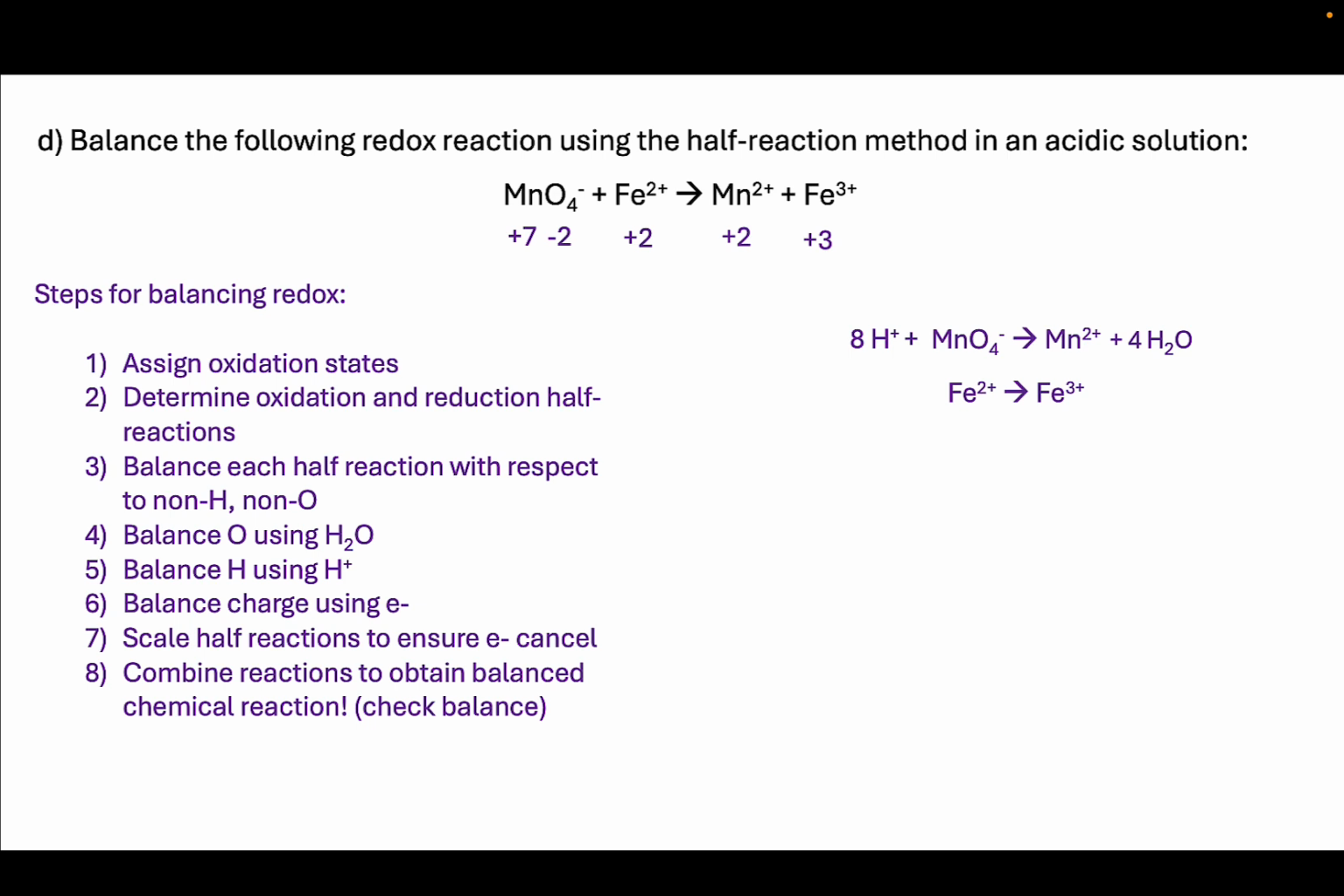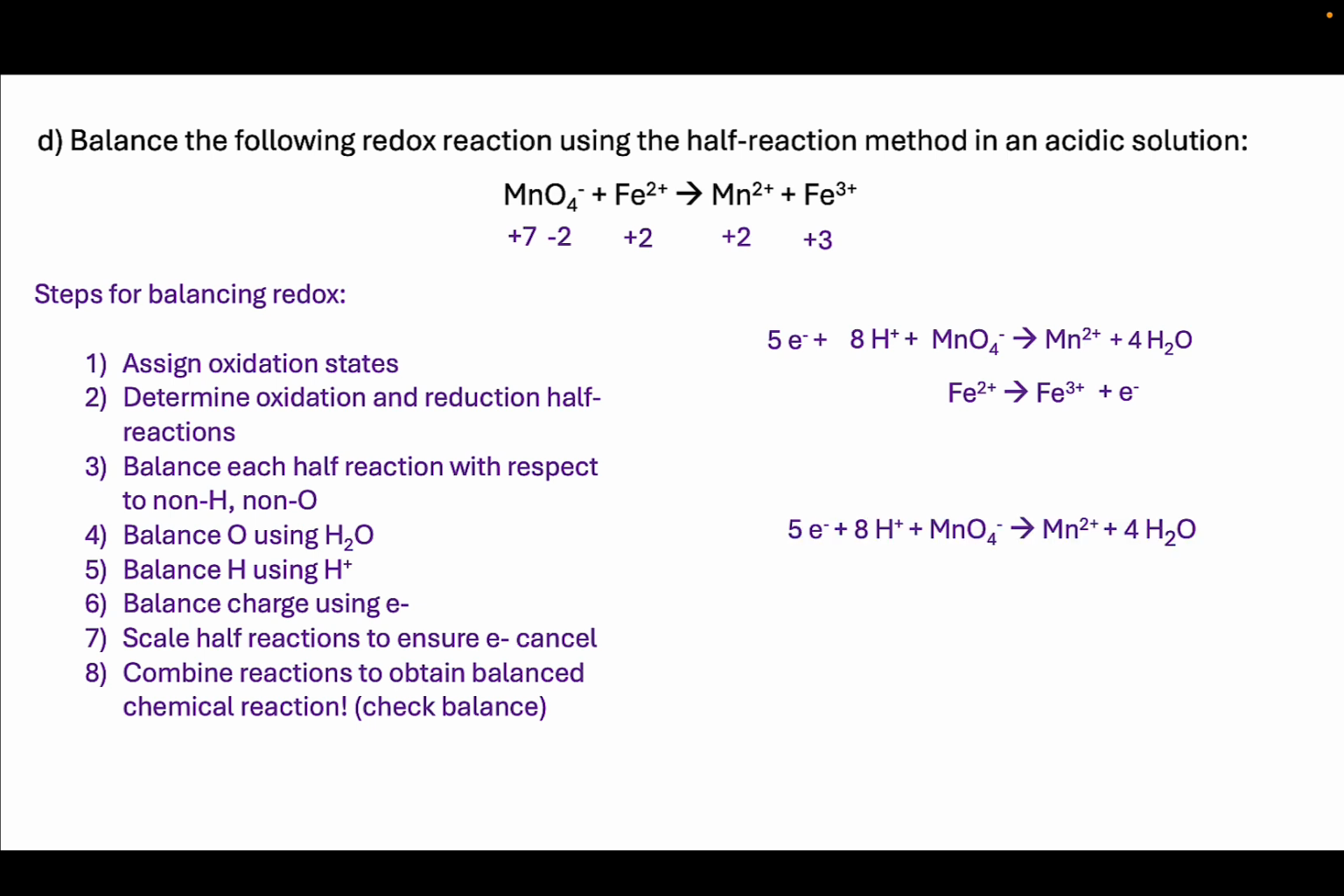Charge is not yet balanced, so now we're going to balance each one using electrons. If we look at the charge, we'll see that we need 5 electrons on the left. That makes the charge on each side equal. And on the right, we need a single electron for that bottom equation. Now we're almost ready to add the two together, but we need to make sure that the electrons don't appear in the final equation. And so we need to scale up one of these to make sure that the electrons cancel out and represent the correct number of electrons being transferred.